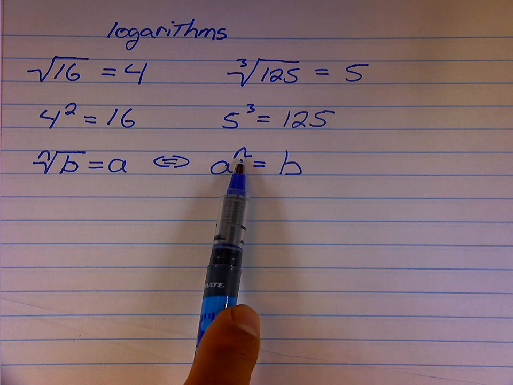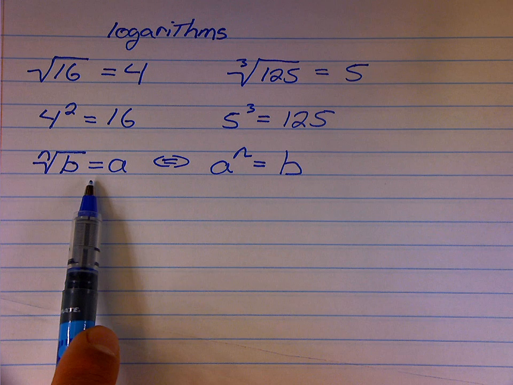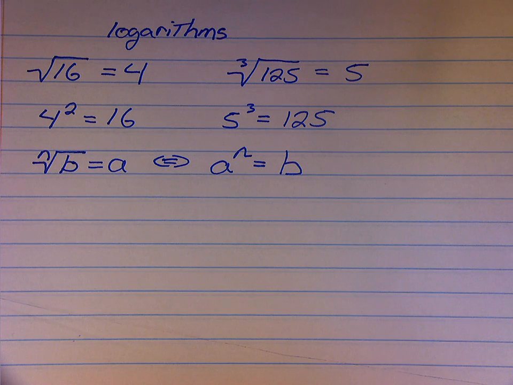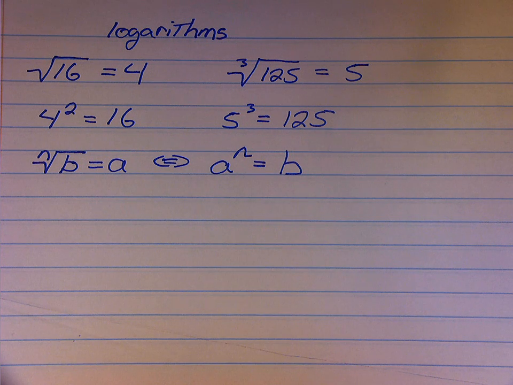4 squared is 16 because the square root of 16 is 4. So I'm just using the general pattern now with the a, the b, and the n. So far, so good? Notice there are 3 values in this sentence: n, a, and b. Right now I have 2 sentences that say the same thing but with a different focus. The radical format focuses on a. The exponential format focuses on b.